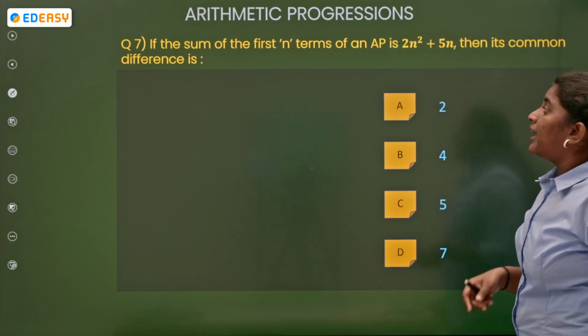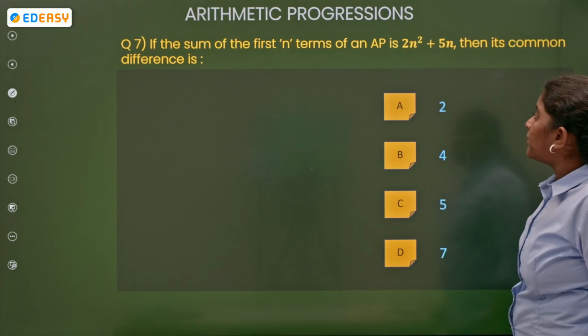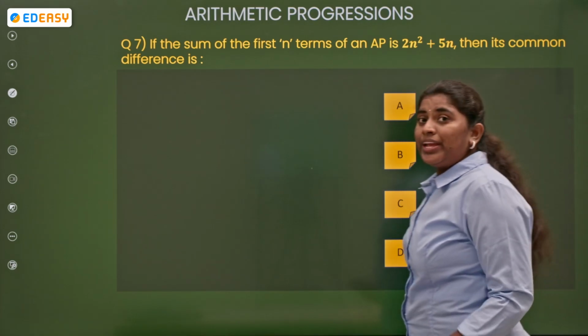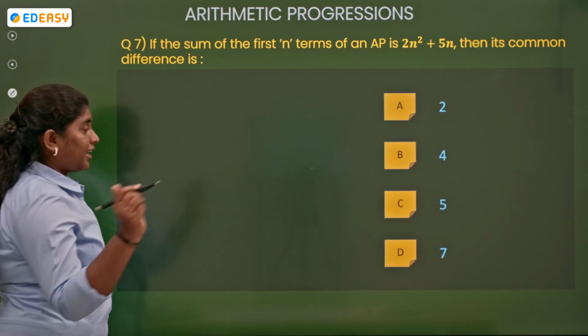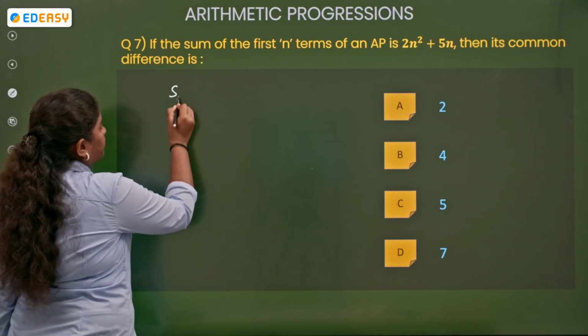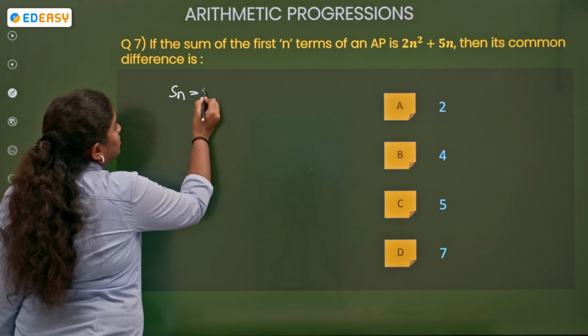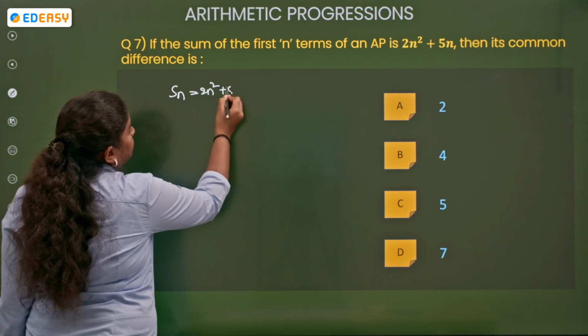Moving to the next. If the sum of the first n terms of an AP is given by 2n square plus 5n, then its common difference is... They gave the value of your Sn. What is the Sn they gave? That is 2n square plus 5n.